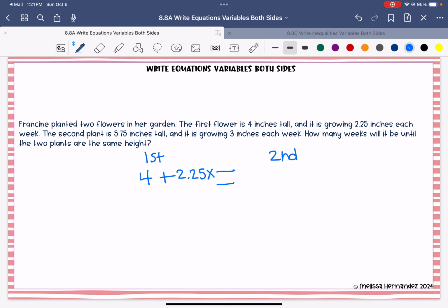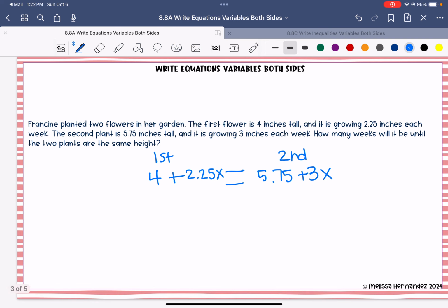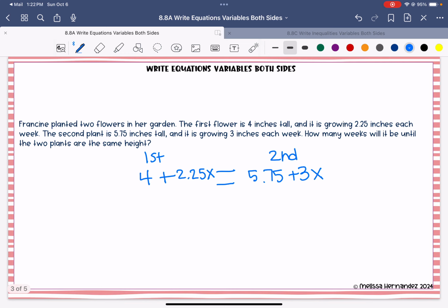On the other side is the second plant. And so we know it's starting off with 5.75 inches because that's the height. But it's growing. And so that means it'll be a positive or plus 3 inches each week. So I'm going to go ahead and put an X right next to the 3. I knew that the X went next to the 3 because it said each week. I'm not saying it's always going to say each or per or any of that, but that is definitely a clue in this example. We're not solving it, even though it says how many weeks will it be. If I wanted to, I would solve for X, but in this case, that's not what we're doing.